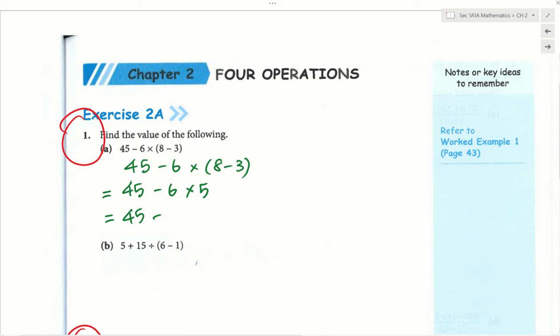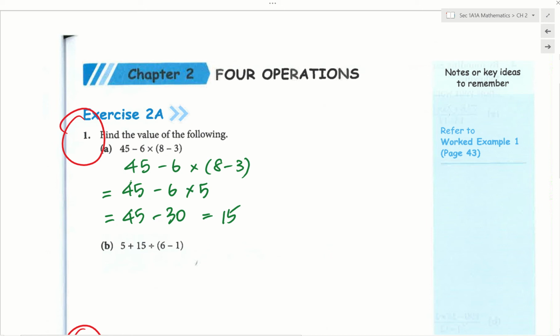Minus? Minus 30, yes. And finally we have our answer as 15. Thank you. Sit down. So can we actually use our calculator to help us confirm the answer? Can. All we need to do is just press exactly what we see, and our calculator will help us find out whether we are right or wrong.